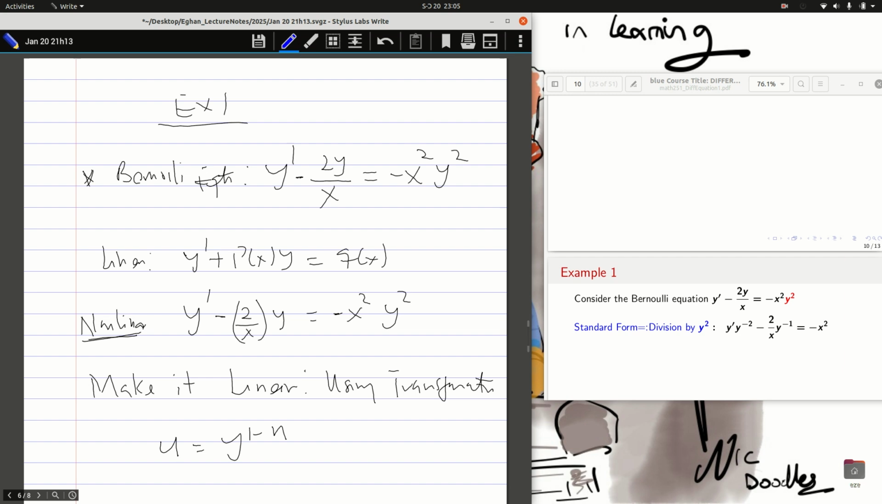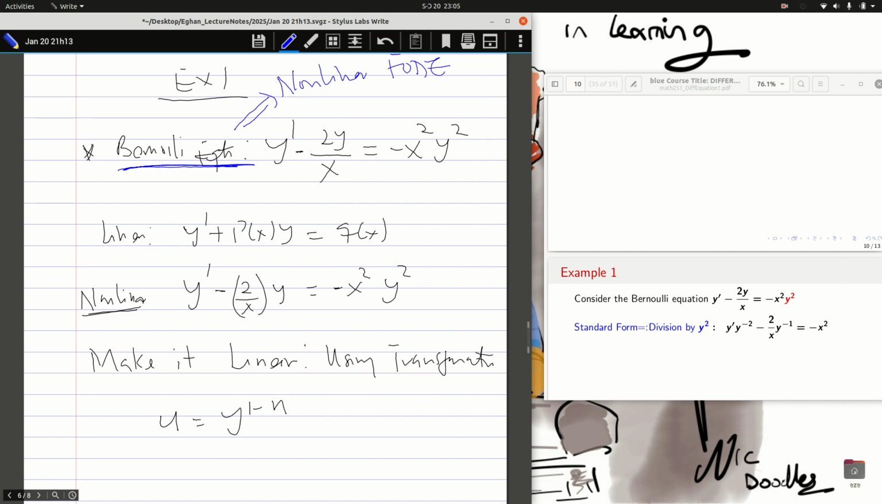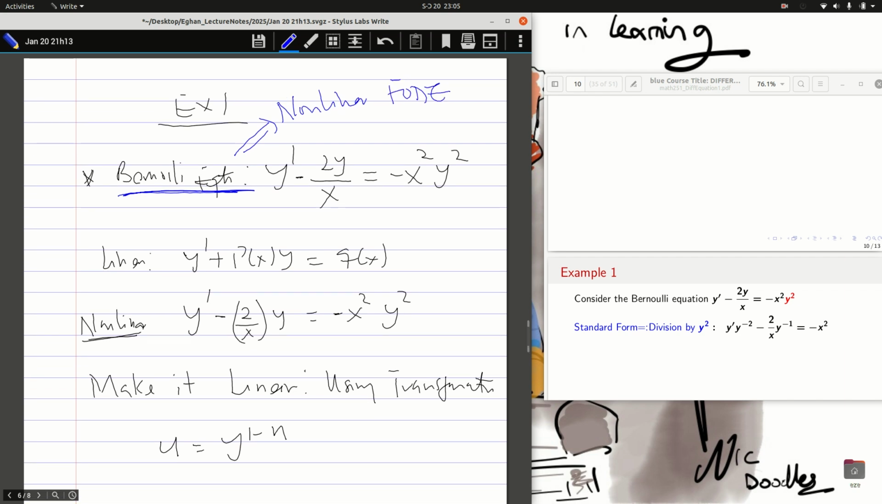It says consider the Bernoulli equation. In this example, we are privileged to see the word Bernoulli, and what comes to mind is nonlinearity, a nonlinear first order differential equation. Okay, if you're still not convinced and you know this is your linear form, you realize that in this case there's been an additional term here, and that will make it nonlinear.